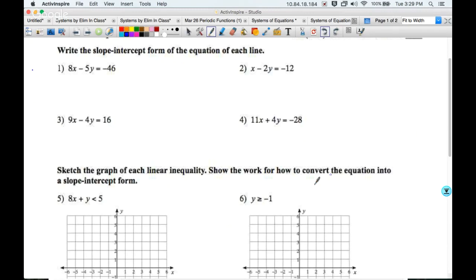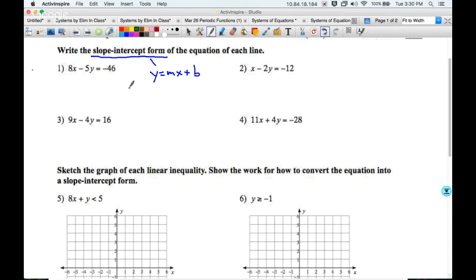Write the slope-intercept form of the equation of each line. Let's remind ourselves what slope-intercept form is. That is any equation of the form y equals mx plus b. We need to rearrange this equation here so that x just has a coefficient, there's a constant after it, and y is by itself on one side of the equal sign. This form right here actually has a name. It's called standard form. And converting from standard form to slope-intercept form is a pretty common problem in Algebra 1.